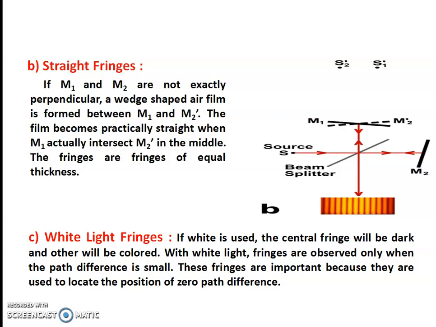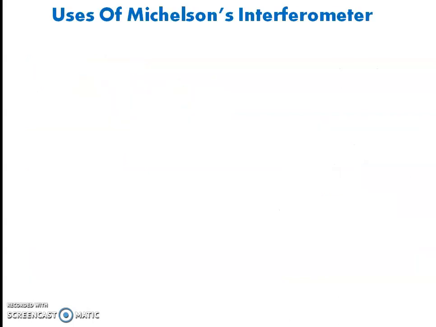Third type, that is white light fringes. If white light is used, the central fringe will be dark and the others will be colored. With white light, fringes are observed only when the path difference is small. These fringes are important because they are used to locate the position of zero path difference.